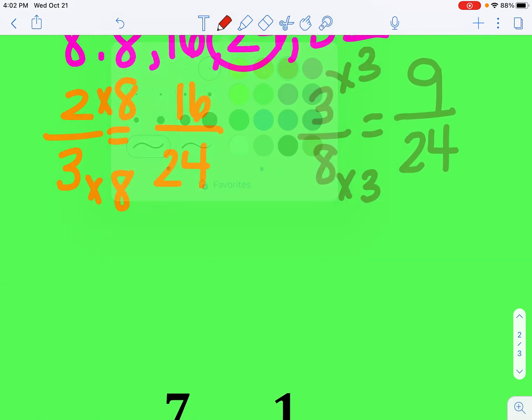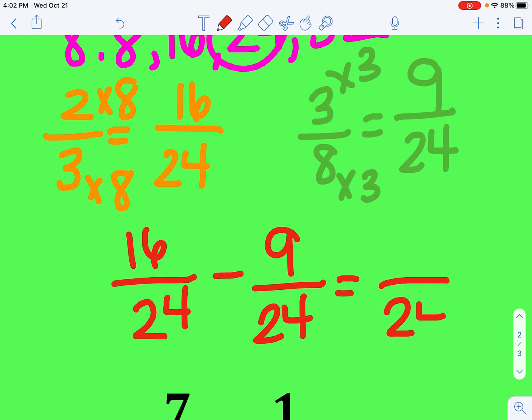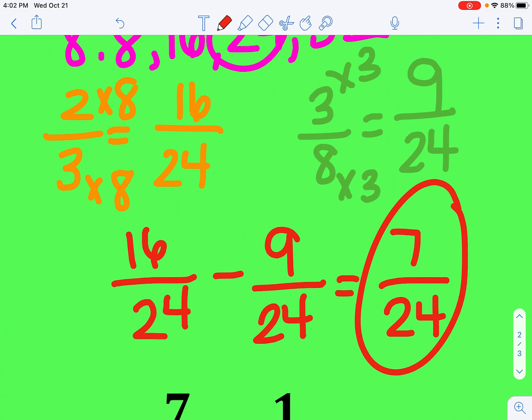So now we're going to subtract those numbers. 16 over 24 minus 9 over 24. When I subtract, I know my denominators stay the same, so my denominator is still 24. But now I'm taking 16 minus 9, which gives me 7. And I can't simplify 7 over 24, so that is my answer.